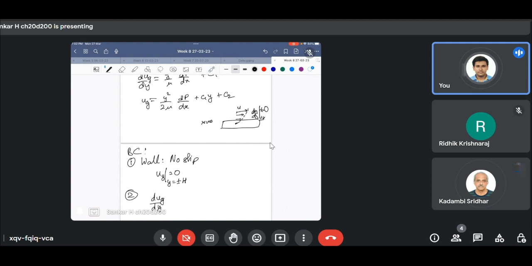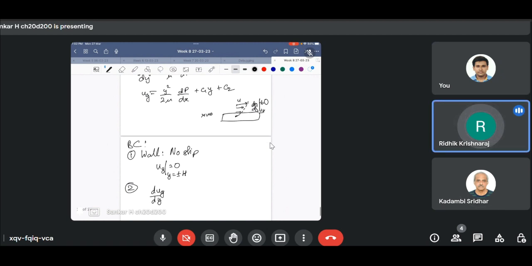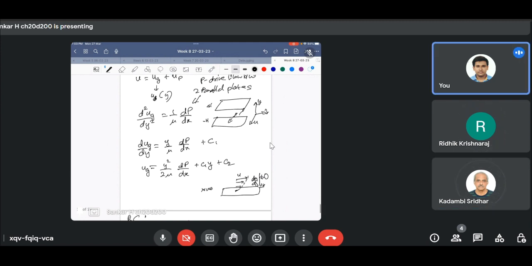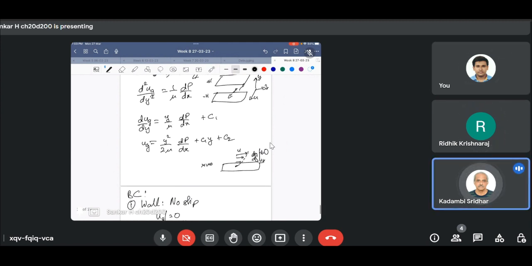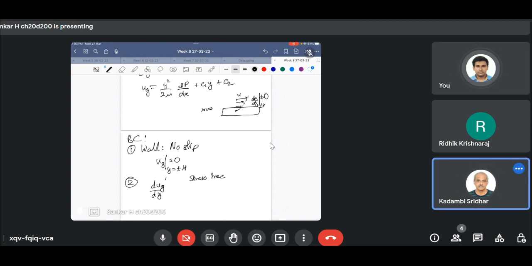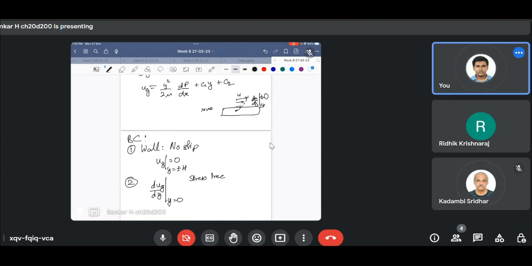Ritik, would you like to answer if you have already solved such a problem in fluid mechanics? I haven't solved such a problem, but I think in the middle, yes. Why would it be 0 at the middle? No viscous effects. Yeah, exactly. This is known as the stress-free boundary condition at the center of the problem.